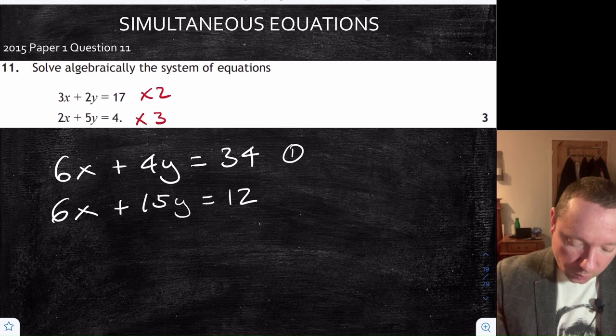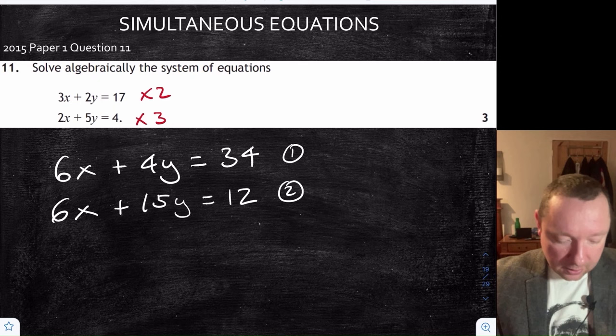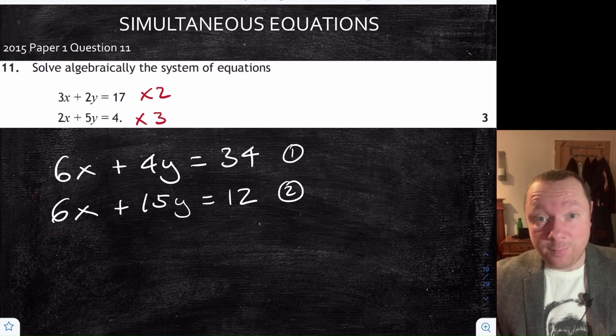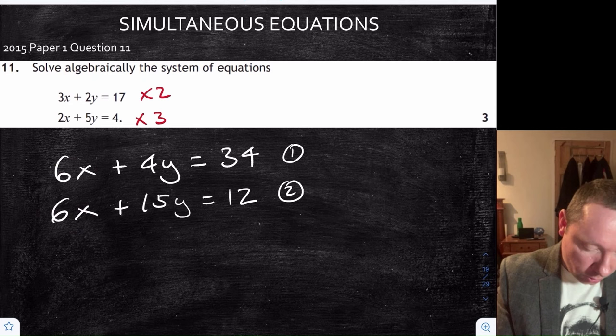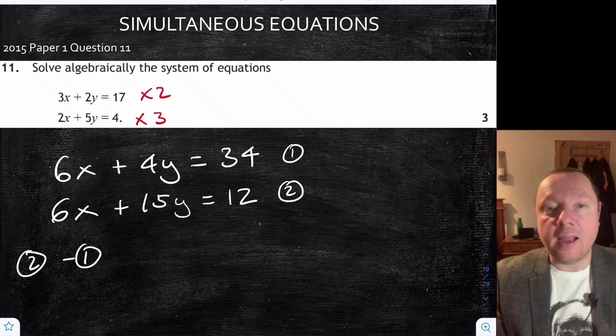And just to try to keep things positive, I'll do 2 take away 1. Now, if the signs in front of the thing you're eliminating are the same, you take away. And if they're different, you would add. So these are the same, so we're going to take away. So 2 take away 1, in other words. So that gives me 15 minus 4 is 11y.